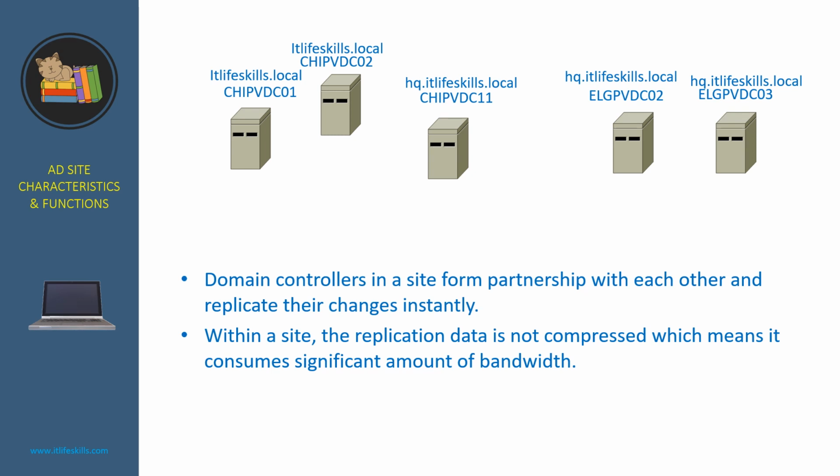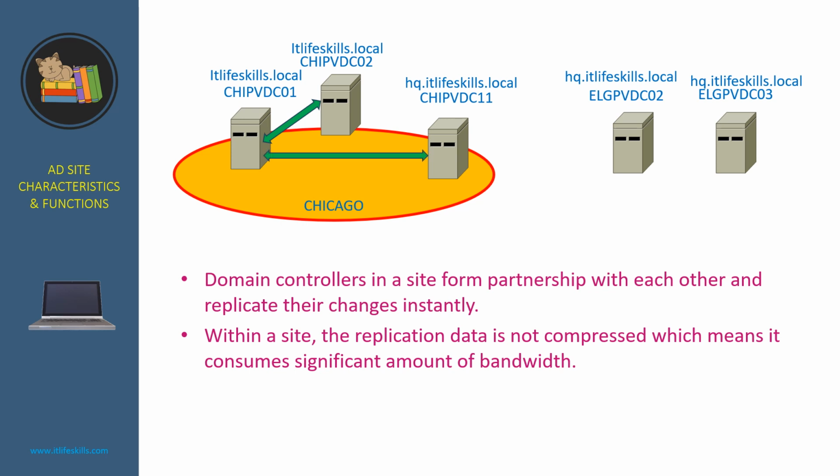Let's learn about Active Directory site characteristics and functions. Domain controllers in a site form partnership with each other and replicate their changes instantly. Within a site, the replication data is not compressed, which means it consumes significant amount of bandwidth. For example, when we promote domain controllers in Chicago subnet and put them in Chicago site, they will form partnership with each other.